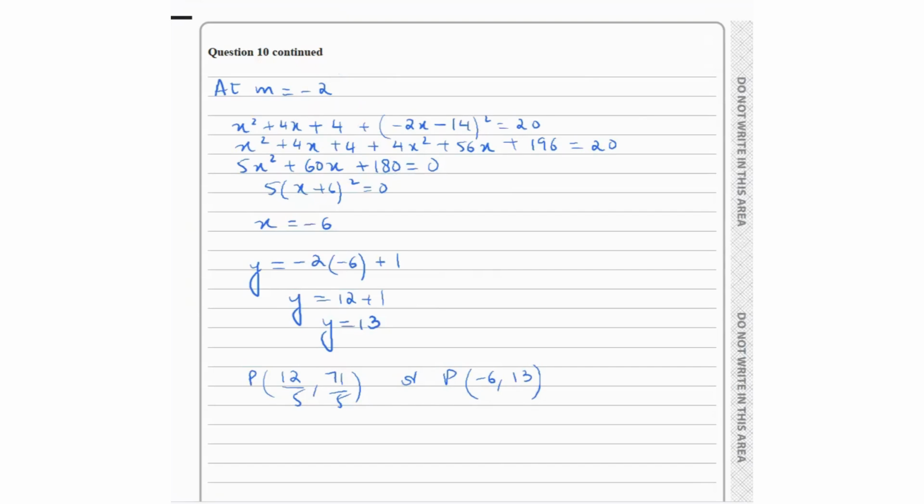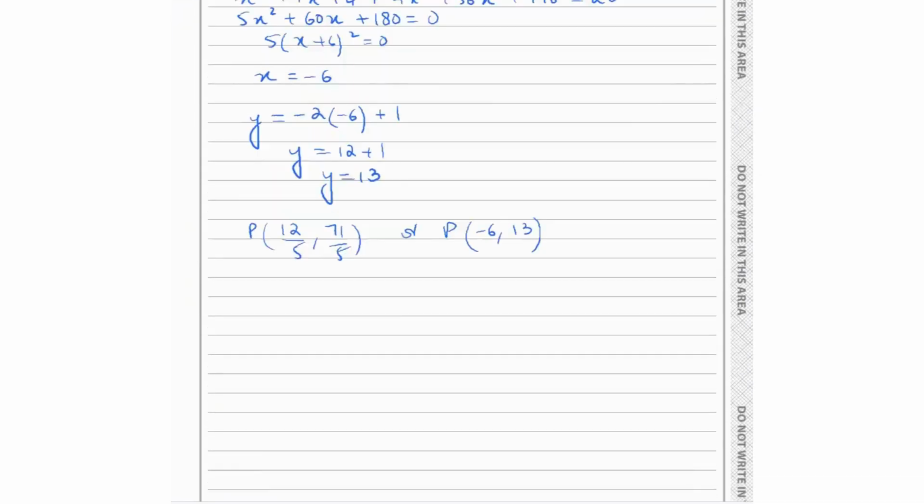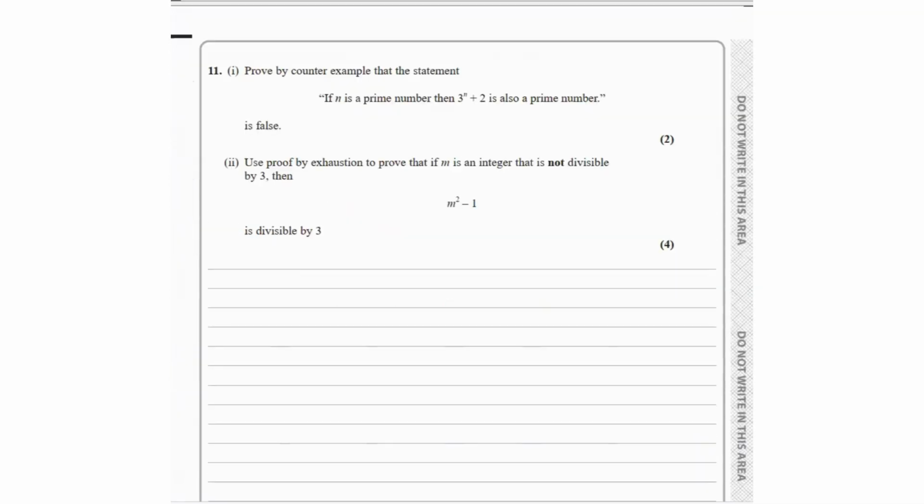Then for the next question, it says prove by counterexample that the statement if n is a prime number, then 3 to the power of n plus 2 is also a prime number is false. So we're going to assume that n equals, let's say, 5. It can be any prime number. You can say 2 or 7 as well.